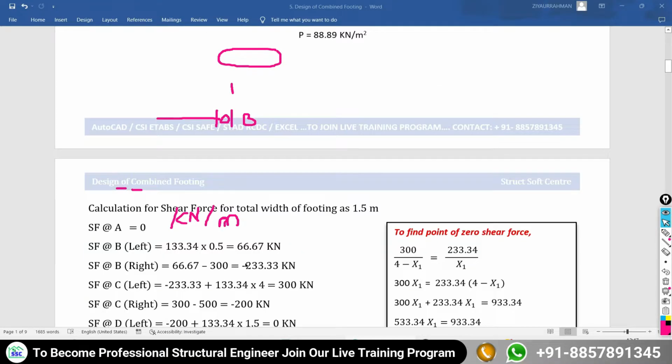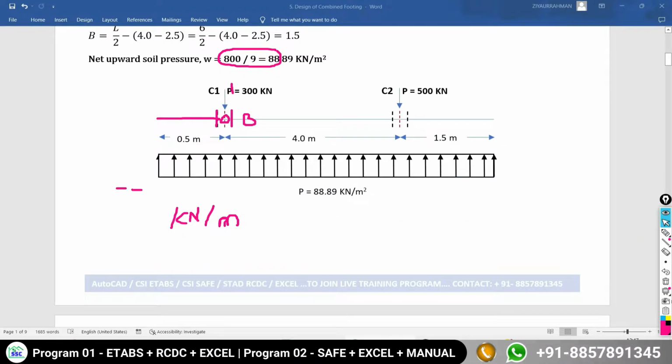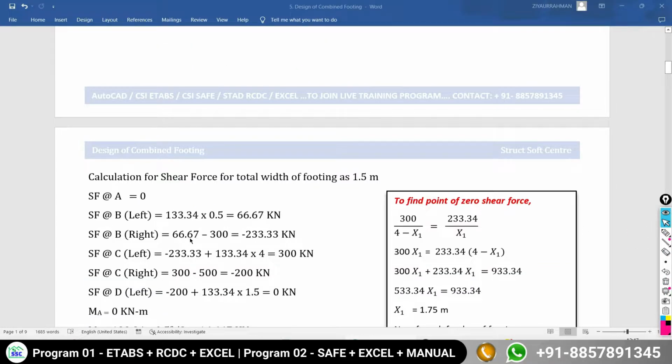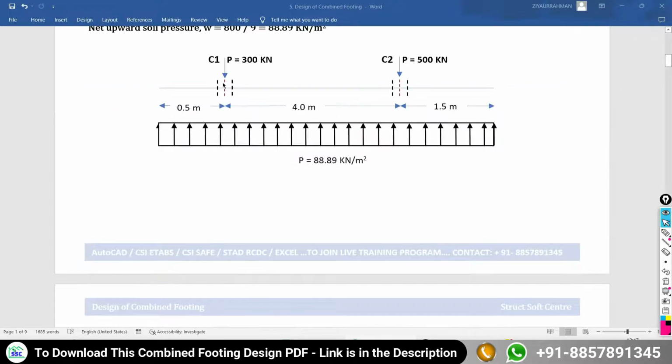So the upward shear force is what? 66.67 kilonewton, and downward is how much? 300 kilonewton. So what value is it going to become? 66.67 positive minus 300, it becomes a minus value, downward side 233.33 kilonewton. So that is the value with respect to your B point. Now directly I am coming to this point.